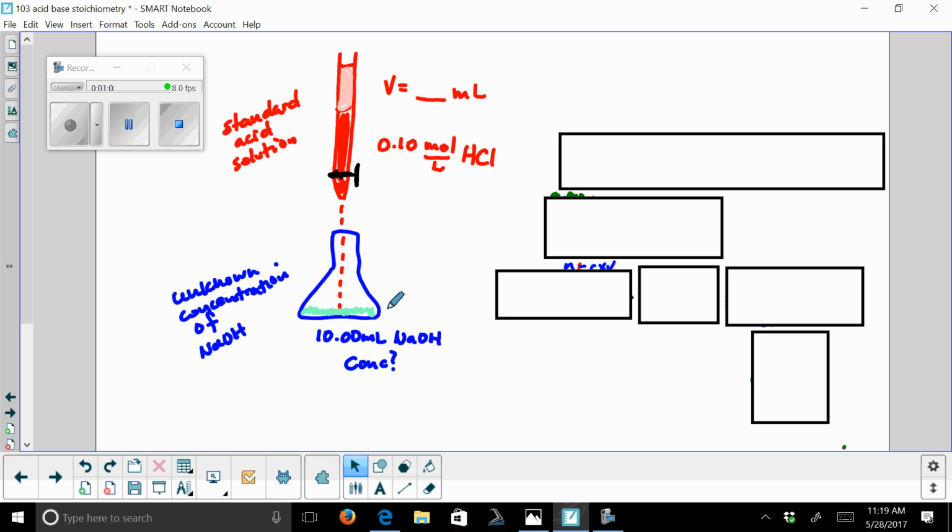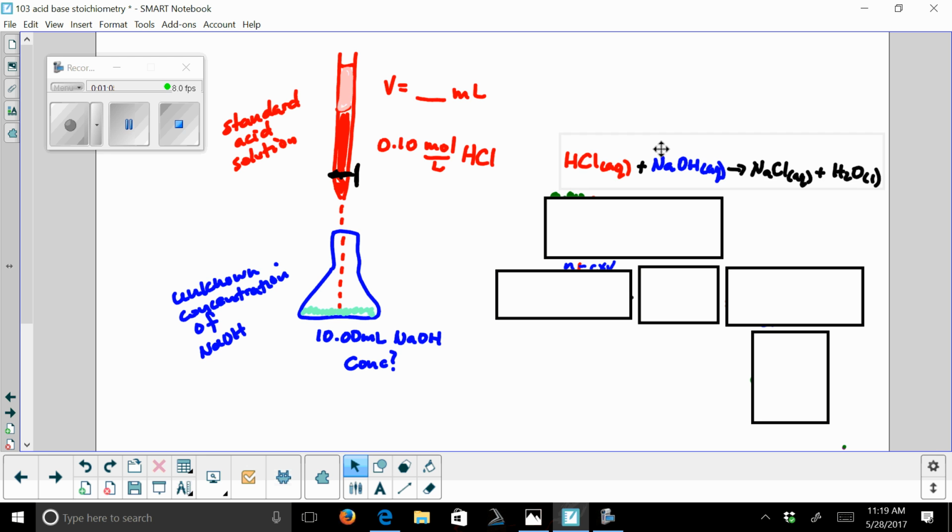So first we write down the balanced chemical equation. You can see it here. For every 1 mole of hydrochloric acid, we're going to be reacting 1 mole of sodium hydroxide, giving us 1 mole of sodium chloride and 1 mole of water. So we'll write down everything we know. We know the amount of hydrochloric acid that we're adding. We're also going to know the concentration. We also know the volume of the sodium hydroxide solution, but we don't know its concentration.